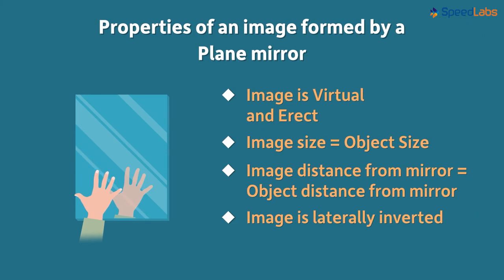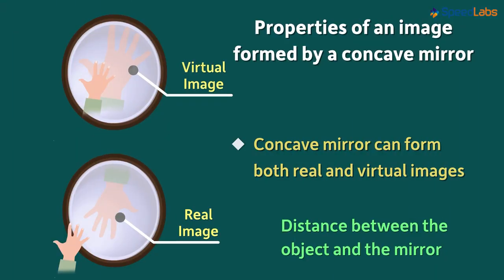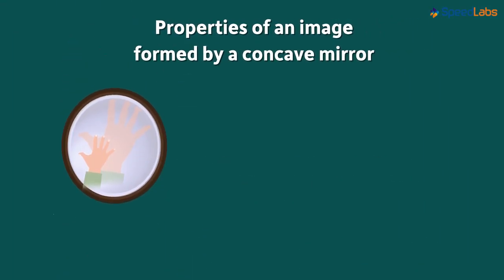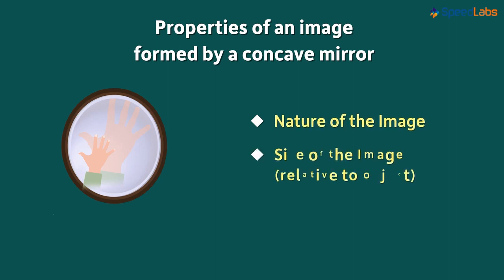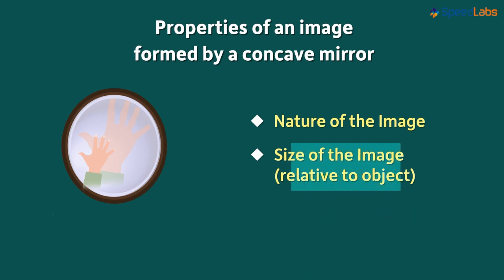We have already studied the properties of images in a plane mirror. The nature of the image, size of the image, and position of the image are some of the properties that an image in a plane mirror can have. Similarly, for an image formed in a concave mirror, its nature, its size relative to the object, and its position in space are the three properties that we're interested in. For now, we'll only talk about the size of the image and the nature of the image.